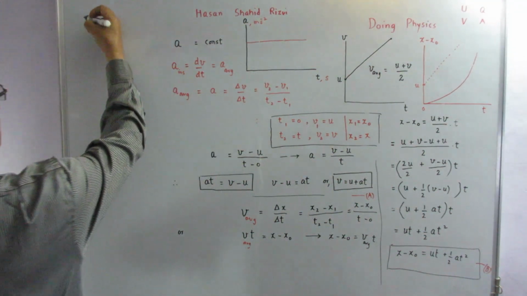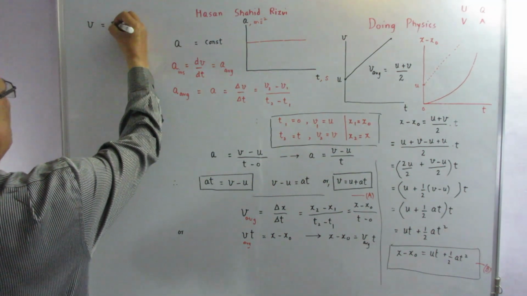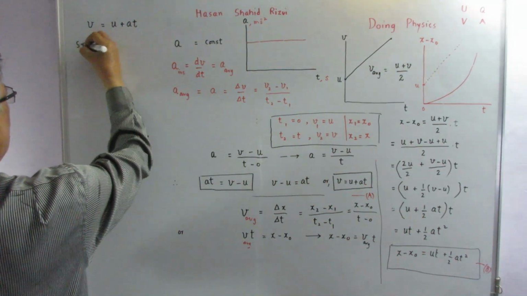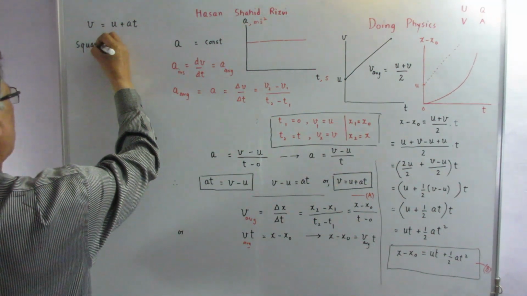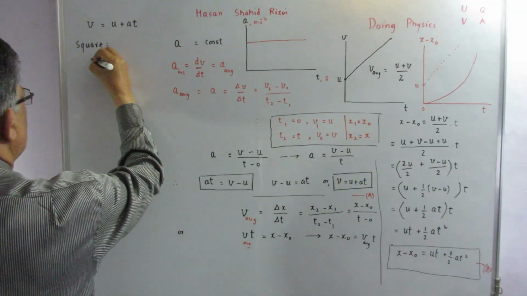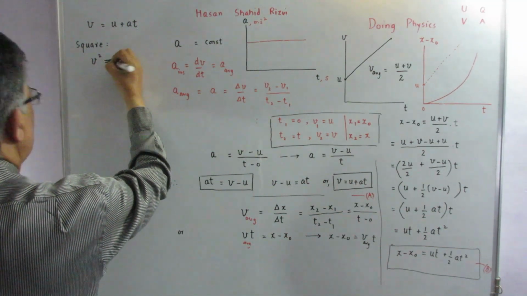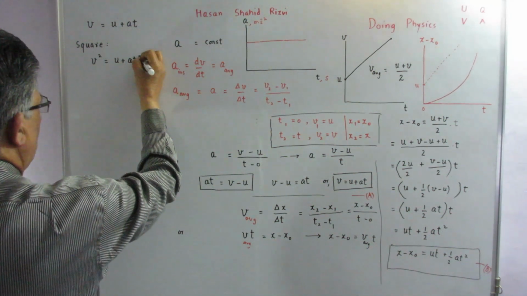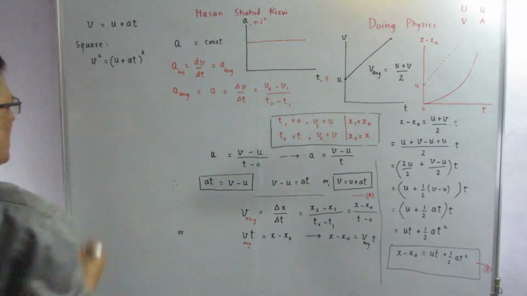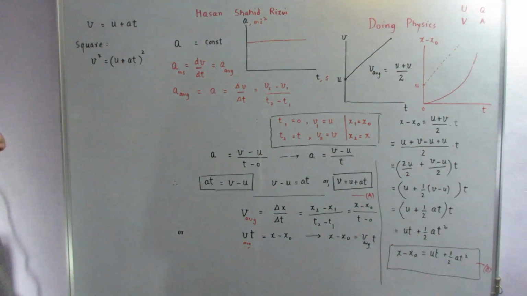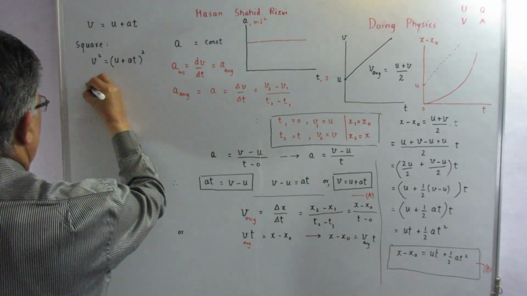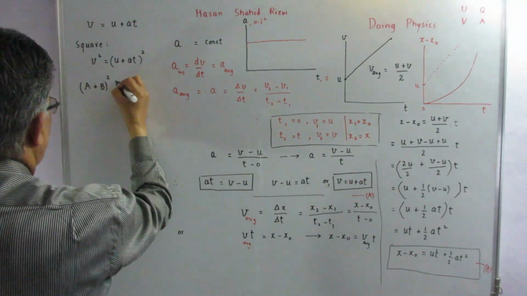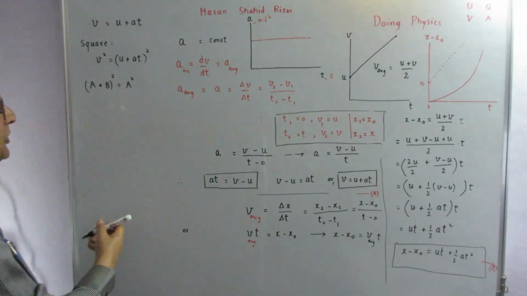Suppose the equation we have, v is equal to u plus at. Squaring both the left and right hand side, what happens is that v square is equal to u plus at whole square. And as you know, I'll write a plus b whole square. How much is that? A plus b whole square, this we write as a plus b whole square is equal to how much?